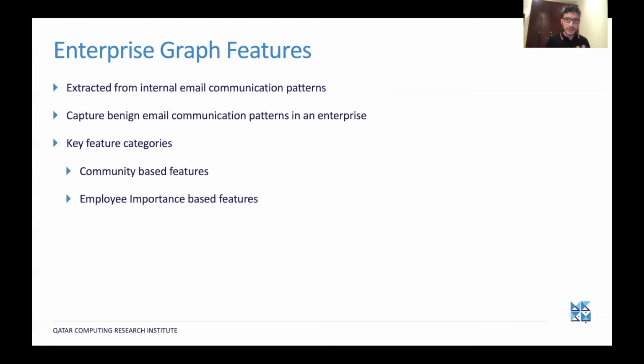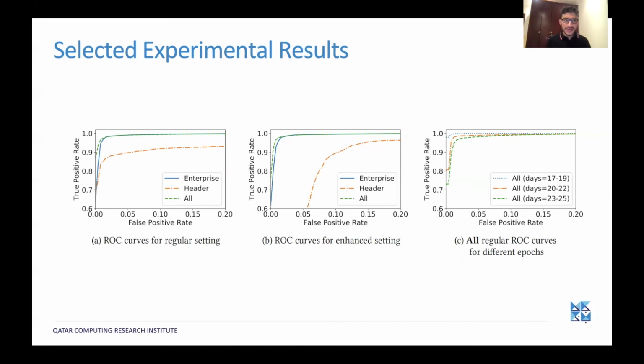We identified two main feature categories. One set identifies community-based features, for example, if two recipients are from the same working group, and the other set of features identify the relative importance of the users in the email. Based on the features we extracted earlier, we trained a random forest model to detect unwanted emails.